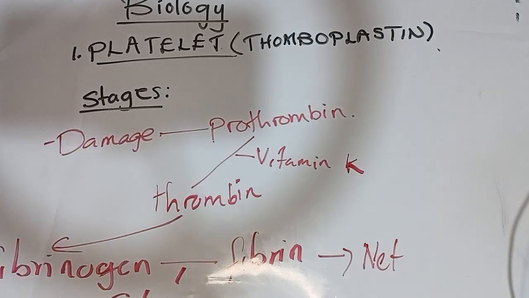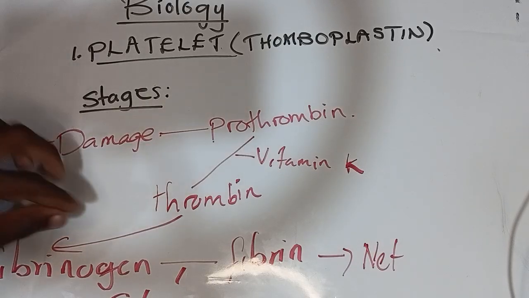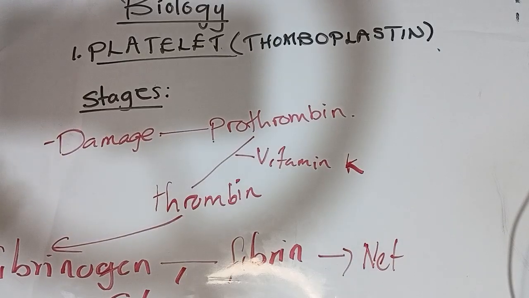And if you are told to write in an essay way, you start: as the wound is introduced to damage, it produces an enzyme called prothrombin, which changes into its active form called thrombin in the presence of vitamin K. Then this thrombin reacts with another plasma protein called fibrinogen, which changes into an insoluble form called fibrin. Then in the presence of calcium ion, the wound forms a mesh, or rather a net. That is the way you go about and explain the stages of the platelets.